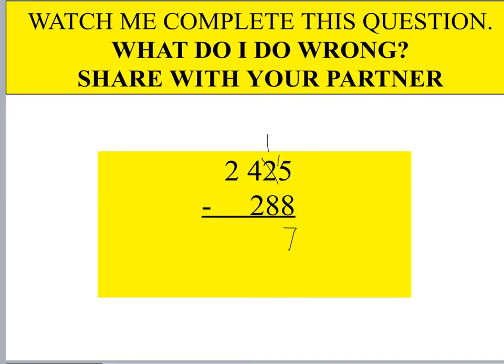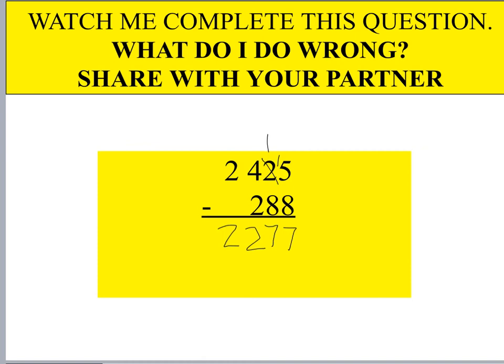1 take away 8 is 7. Then I have 4 take away 2, which is 2. And then I have 2 take away nothing, which is 2. So my answer is 2,277. Press pause and share with your partner what you think I did wrong.